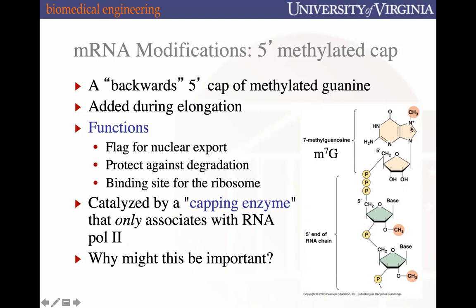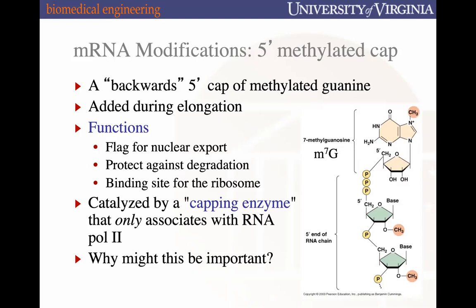In addition to that, there's a 7-methyl. This is a 7-methyl guanosine. What that means is that on the seventh carbon, on the 7th position, there's a methyl group on guanosine here, and it's added during elongation. And what this is, it's a really important signal that works in a few different ways.